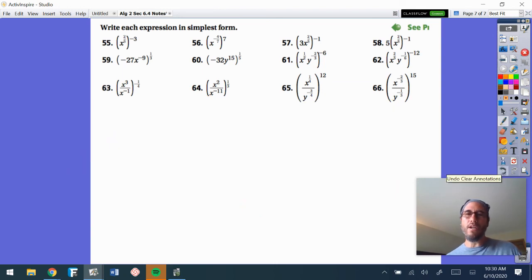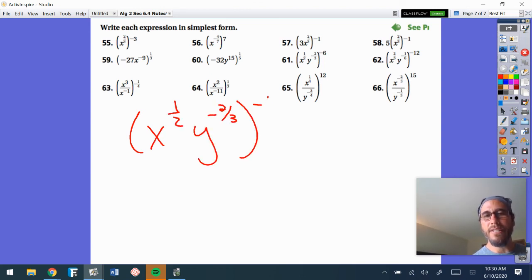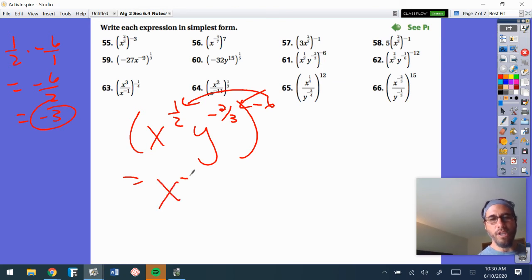So let's see what else could cause some trouble. Let's go. 61. Okay, x to the 1/2, y to the -2/3 times -6. Okay, that shares with both of those guys. And remember, if you've got to do side work, you show your side work. That's -6 over 2, which would be -3. Hopefully, you guys can do it a little bit quicker than that.